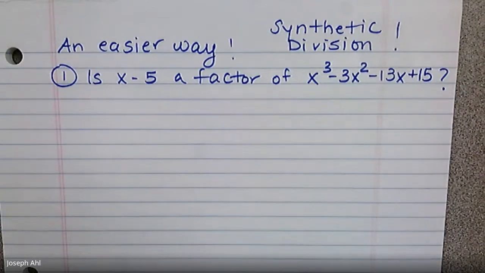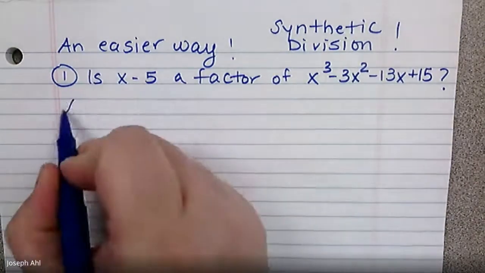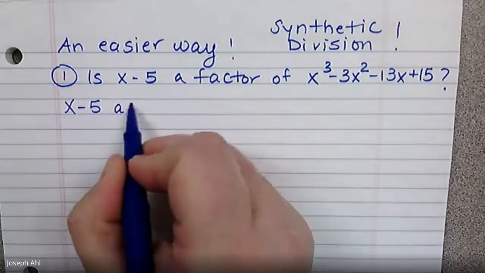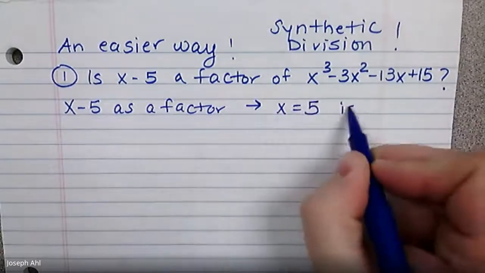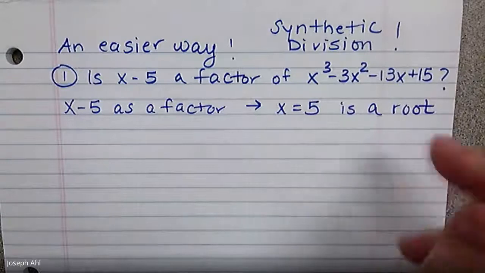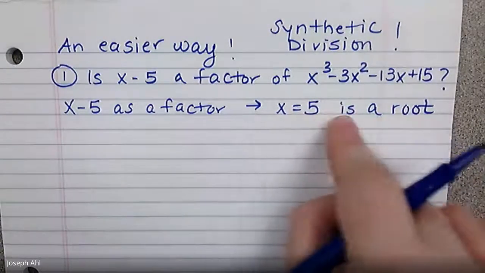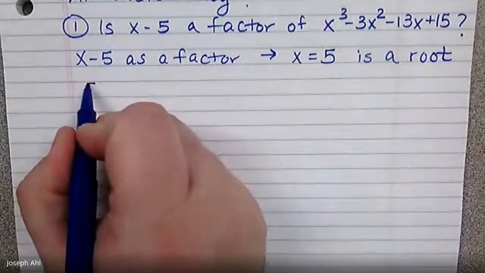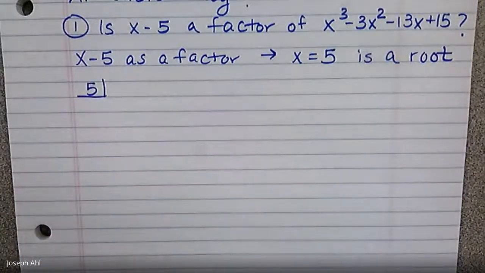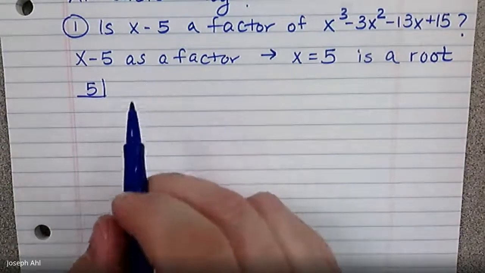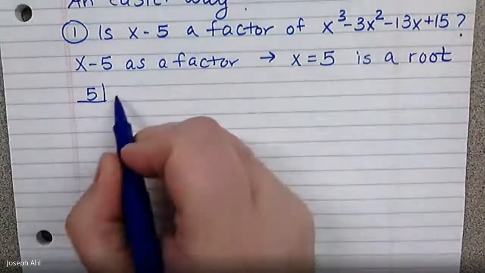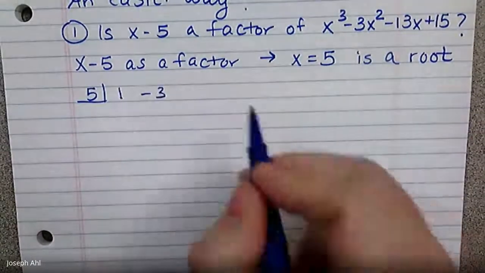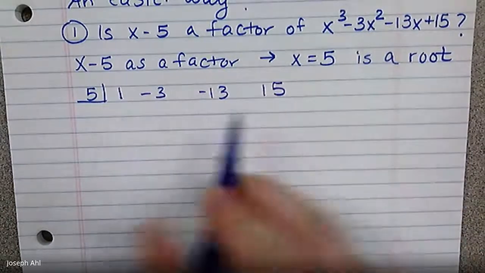So here we go. If it is true that x minus 5 is a factor, that means that x equals positive 5 is a root. The reason why I need to know that is when I use synthetic division, you're testing actually this value, which is a root of the polynomial. So I'm going to put the 5 right here in this little box. And rather than copy this whole polynomial down, I'm just going to grab the coefficients from that polynomial, which are 1, -3, -13, and 15.